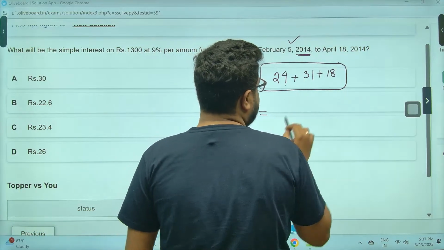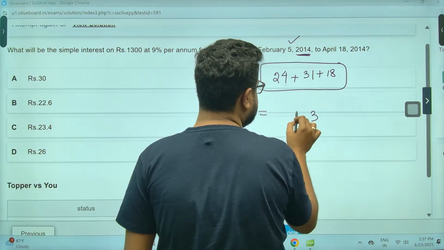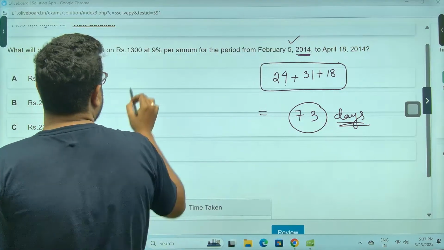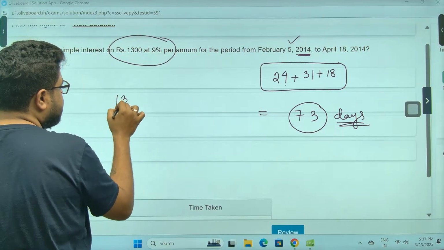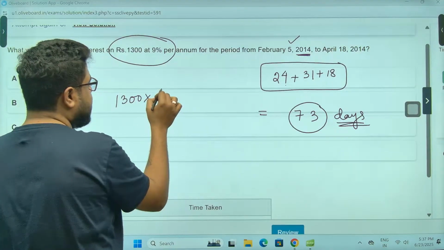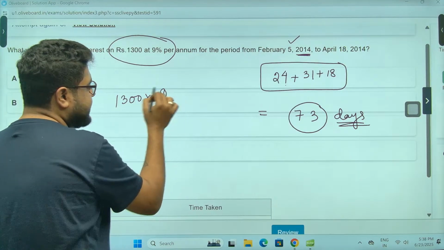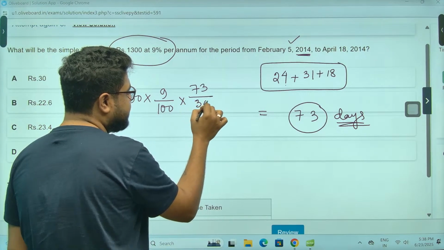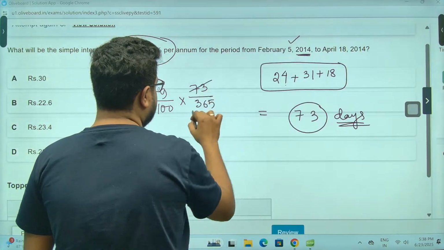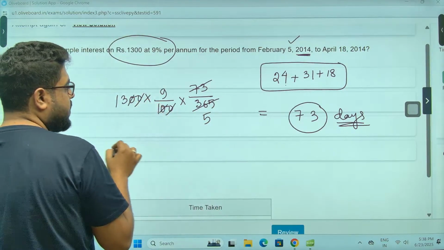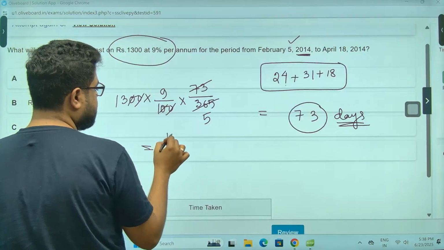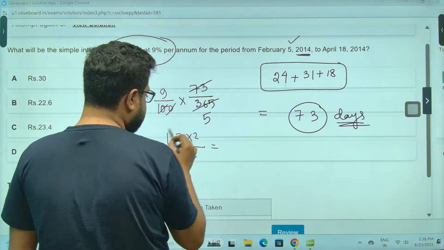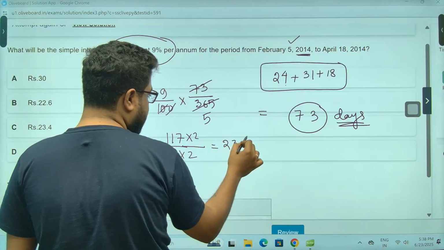Sir, 24 and 31 is 55, plus 18 is 73. So I will get interest for 73 days. Now this much, sir, 1300, 9%. 9% means the whole year I'll get this. But again, it's not the whole year. So how much here, sir? 73 divided by 365. सर ये अरे सर ये तो 5 से डिविजिबल है. चलो क्या ही करें, ऐसे ही चलेगा सर. Into 2 into 2. That is 23.4 rupees, sir.